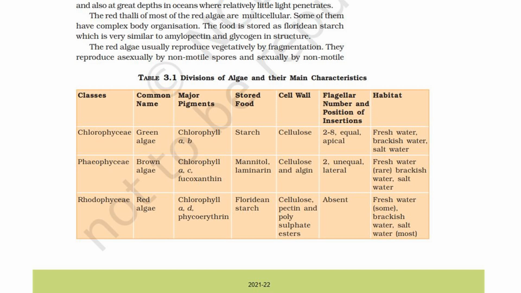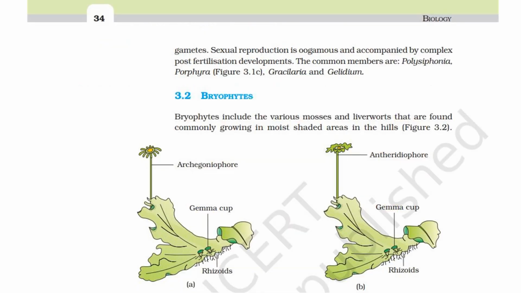The food is stored as floridean starch, which is very similar to amylopectin and glycogen in structure. The red algae usually reproduce vegetatively by fragmentation. They reproduce asexually by non-motile spores and sexually by non-motile gametes. Sexual reproduction is oogamous and accompanied by complex post-fertilization developments. The common members are Polysiphonia, Porphyra, Gracilaria and Gelidium.